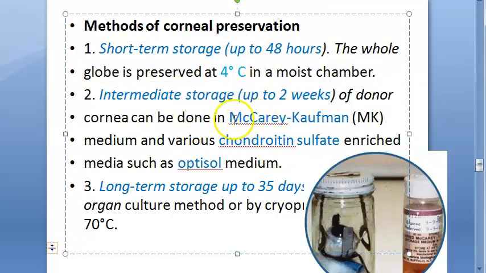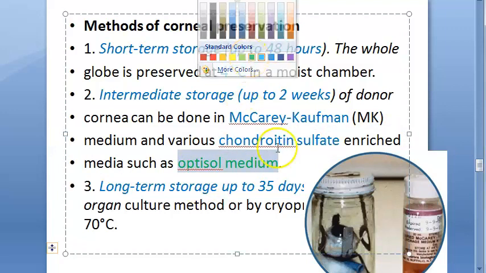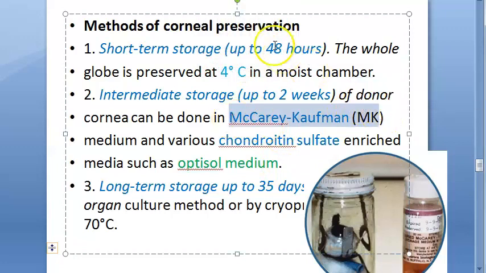If you want, then you have to use McCarey-Kaufman, MK medium. Remember these words: McCarey-Kaufman medium, chondroitin sulfate enriched media such as Optisol medium. Let's read this fully. Intermediate storage up to 2 weeks can be done in McCarey-Kaufman medium and various chondroitin sulfate enriched media such as Optisol medium. So there are only 2 media they are mentioning. Which are the 2 media? McCarey-Kaufman medium and Optisol medium. Optisol medium is chondroitin sulfate enriched. Okay.